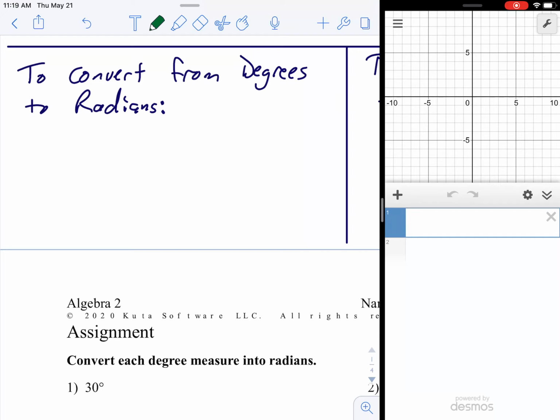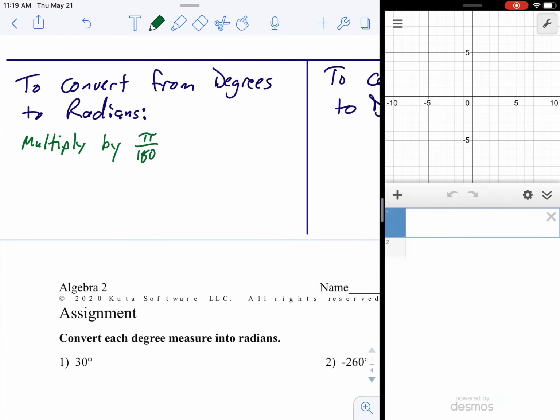So to convert from degrees to radians, you multiply by pi over 180. Technically, it's pi radians over 180 degrees, but we're not going to worry about labels right now.